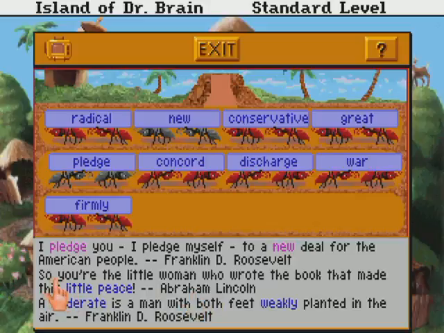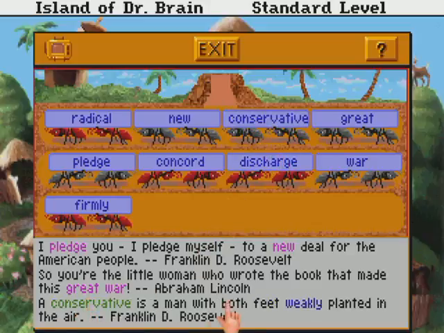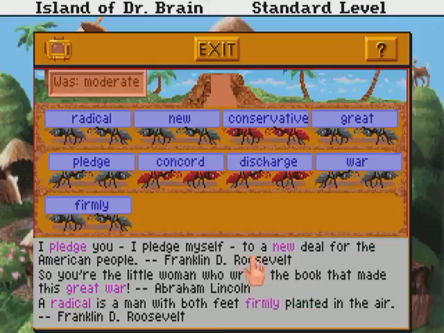So you're the little woman who wrote the book that made this great war. Abraham Lincoln. This great war, I guess. A moderate is a man with both feet weakly planted in the air. Conservative is a man with both feet firmly planted in the air. Nope. A radical, rather.